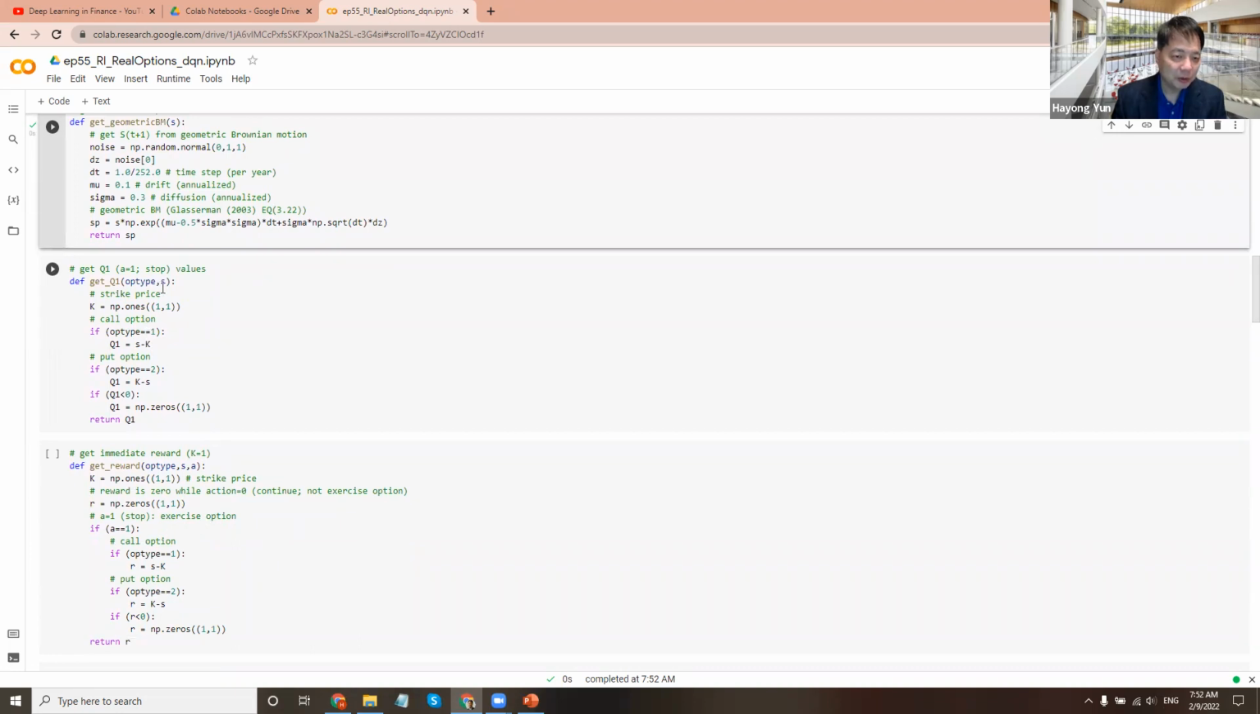So get the Q1. When you stop, again, we do know the Q value when we stop. It's the terminal option value. We'll just use one option type, the call option, so let's just have option type 1. I'll always use this one. The Q value is the stock price minus the strike price.